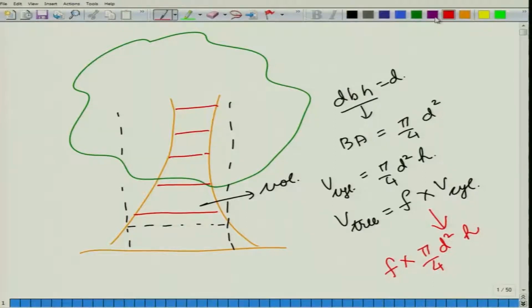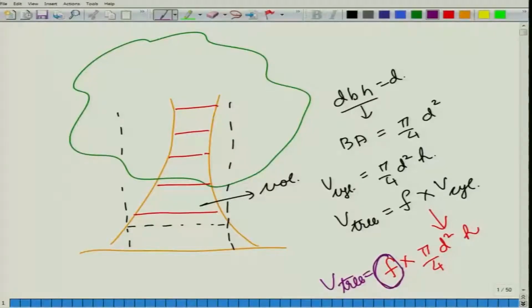What all things do we require to find out the volume of the tree? We need to know the f. F is the form factor that is given by the taper of the tree. For instance, if this tree had a bole that was completely cylindrical, its form factor would be 1. If its bole was in the form of a cone, then the form factor is 1 by 3. So, depending on its taper, we will have a value of f. We also require the value of d, which is the diameter at the breast height, and we also need to know the height of the tree.